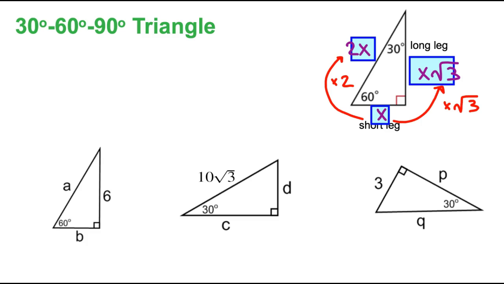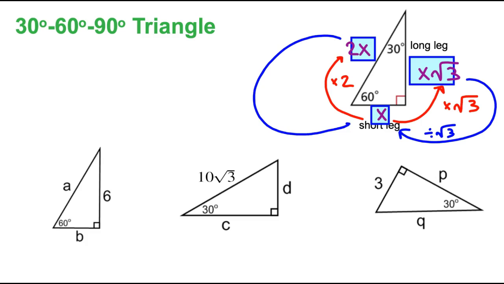If you want to go backwards, you just divide. So if I go backwards, I divide by root 3. If I go backwards from the hypotenuse, you divide by 2.